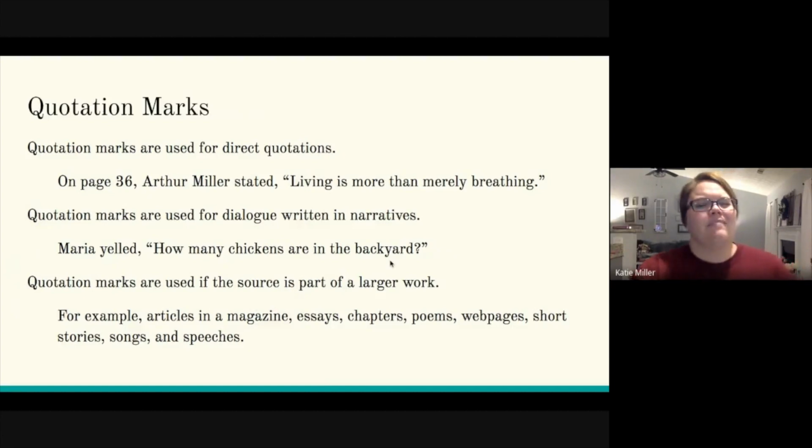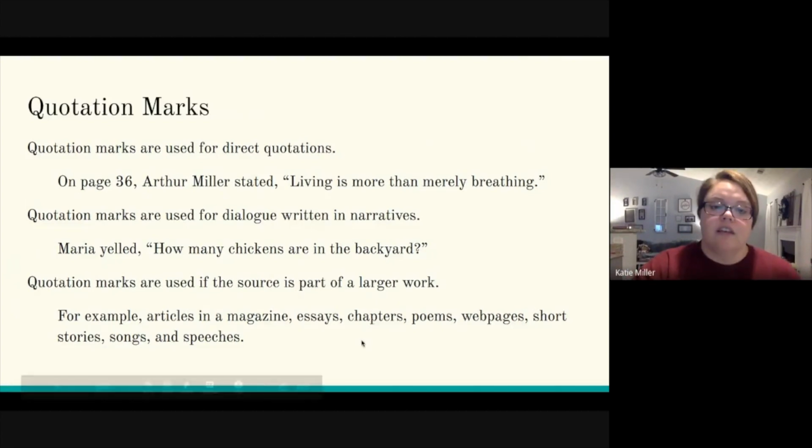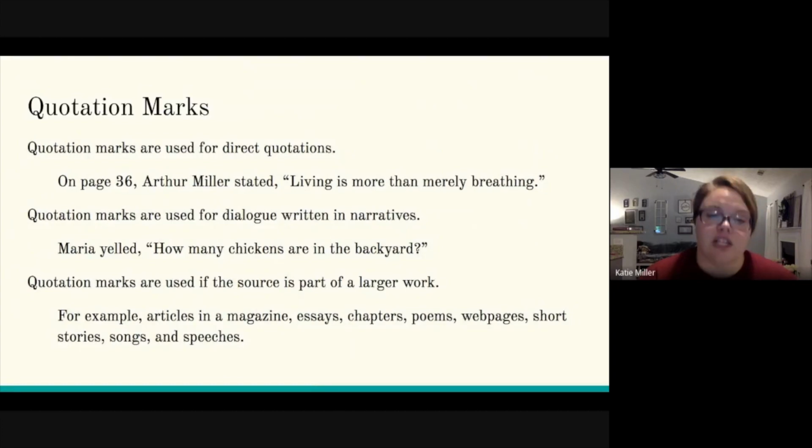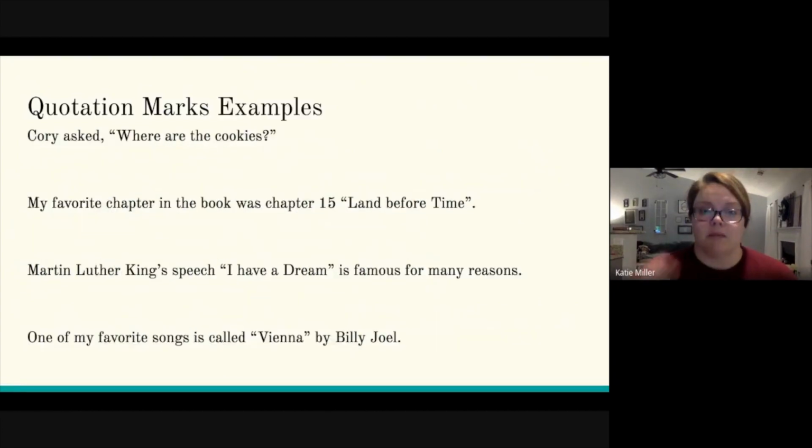Another way, and probably the most confusing way in which you're going to see quotation marks used, is if it is something that is from a larger work. For example, you would put quotation marks around article titles in a magazine, or essay titles, or chapter titles, or poems, or web pages, or short stories, or songs, and different speeches. You would do these if they're a smaller section of something that's larger. You're going to use quotation marks around those.